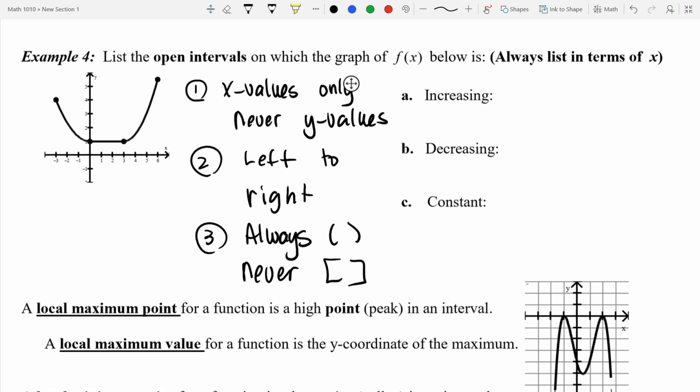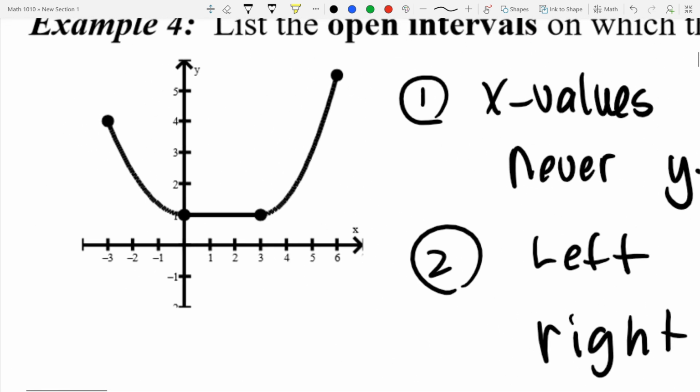Okay, yes, honey? What does it mean, X values only? We're going to talk about it right now. So if you don't understand by the time I'm done, then ask me again, okay?